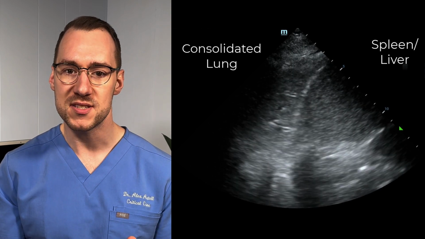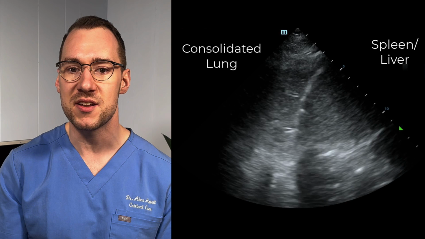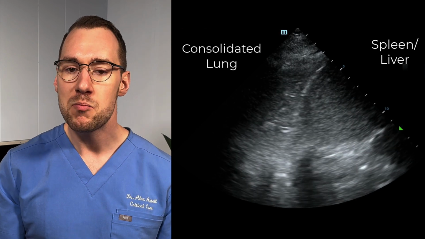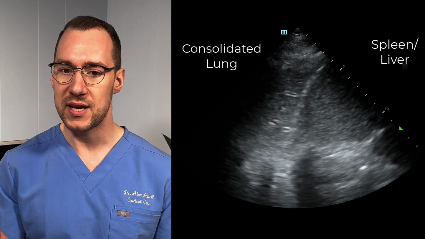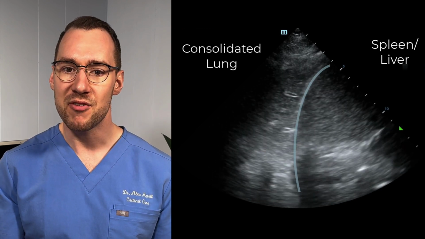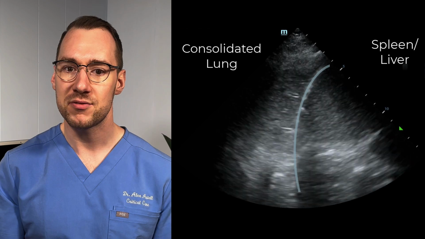There are some nuances to assessing consolidations that we'll discuss in another video. An important thing to consider, if you find something that looks like liver when you think you're looking at lung, is to find the diaphragm and use that to orient yourself.